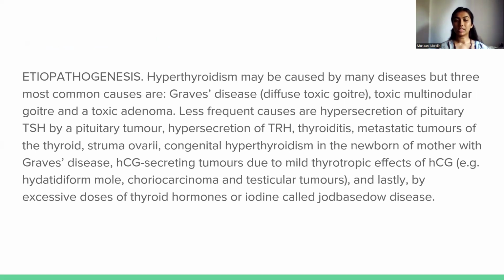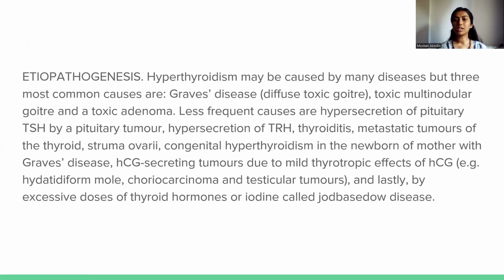Now etiopathogenesis, that is, what are the causes? Hyperthyroidism is caused by many diseases, but the most common are Graves' disease, diffuse toxic goiter, toxic multinodular goiter, and toxic adenoma. Less frequent causes are hypersecretion of pituitary TSH by a pituitary tumor. If there is a tumor in the pituitary gland, it can cause more secretion of TSH, which will stimulate the thyroid gland even more.